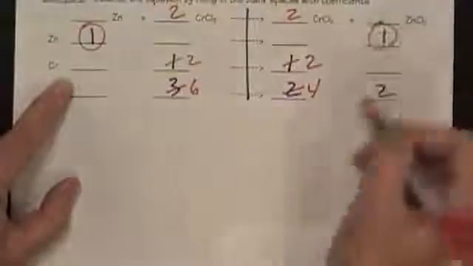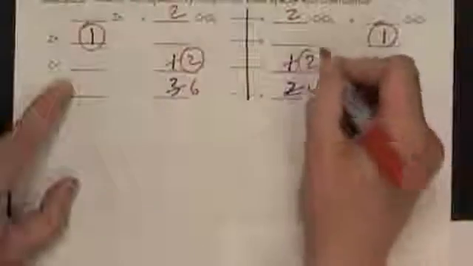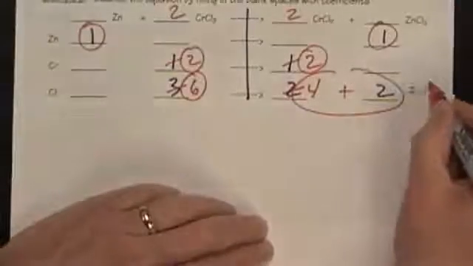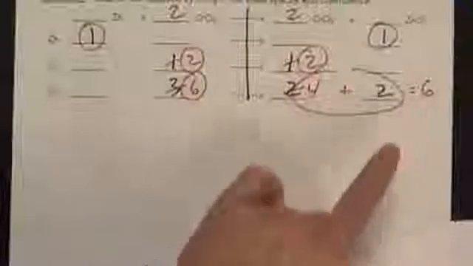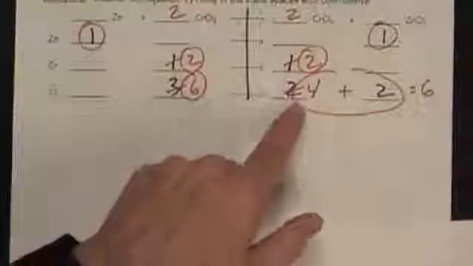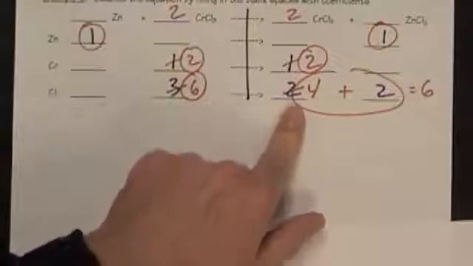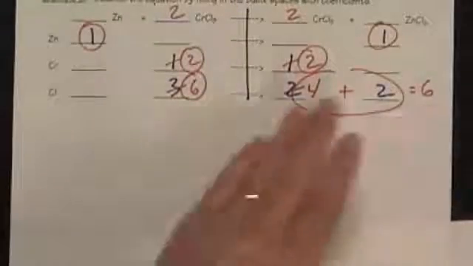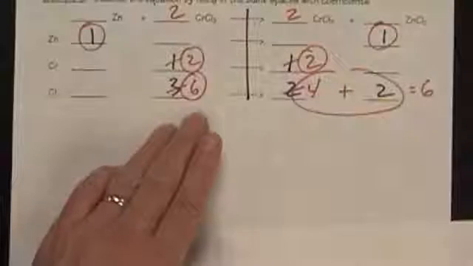Okay, now everything's balanced. Wait, let's look at this. Look at that. 1 zinc on both sides, 2 chromiums on both sides, chlorine, 6 in the reactants, and it's a total of 6 in the products. That's what we want to balance, the total number of atoms. So we don't have to have 6 atoms in one compound and none in another. It has to be the total number that balances out for each element on both sides.